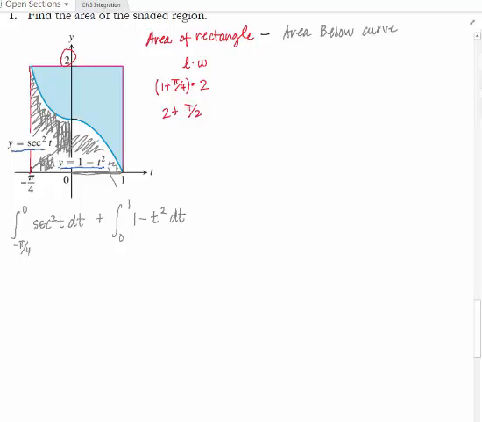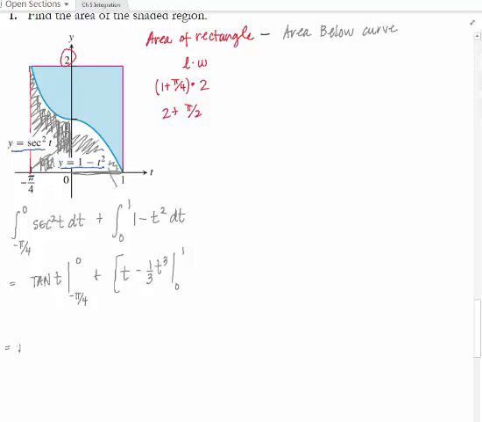So now we need to find antiderivatives and evaluate. They both have their different limits. The antiderivative of secant squared, as you remember, is tangent of t. We'll evaluate that from negative pi over 4 to 0. And we need the antiderivative of 1, which is t. Antiderivative of t squared is 1/3 t cubed, evaluated from 0 to 1. Sometimes you'll see people put a little bracket there that says we're going to evaluate all of that from 0 to 1.